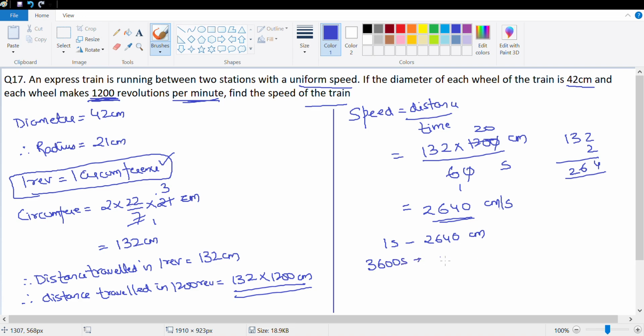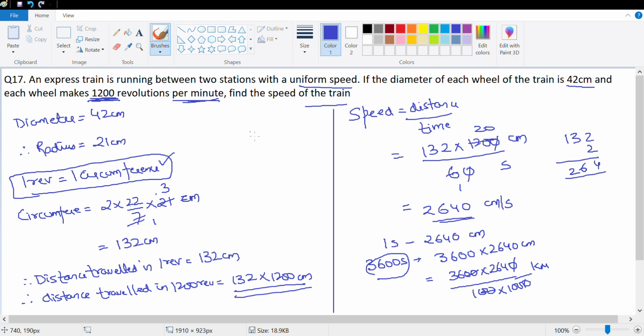So in 3600 seconds, it would be 3600 into 2640 centimeter. I need to convert this into kilometer, which means to convert centimeter into meter, I'll divide this by 100, that'll give me meter, and then I'll divide it by 1000 to give me kilometer. So this would be in kilometer, and this is 1 hour. Let's just divide, one more zero goes, one more zero goes. So it's 264 into 36 upon 100.